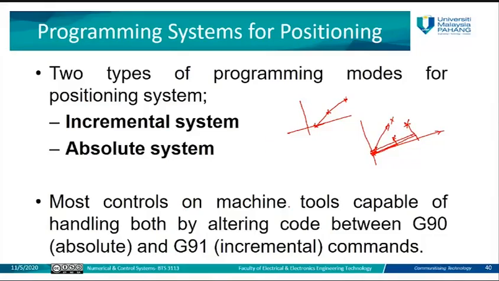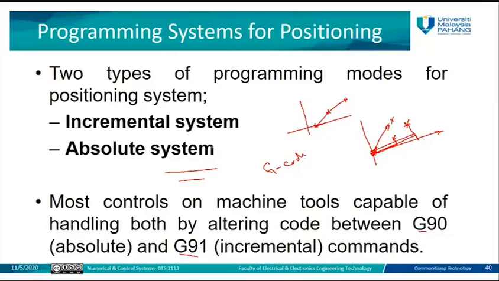Most controls on machine tools are capable of handling both, alternating the code between G90 and G91. So now we are talking about G code, and I told you before, this type of code is not like other coding languages. We are not going to write a complete, structured program. Here the code is represented by letters with numbers. You set a list of letters and numbers in lines, and each line needs to accomplish or execute one process or one task by the machine.